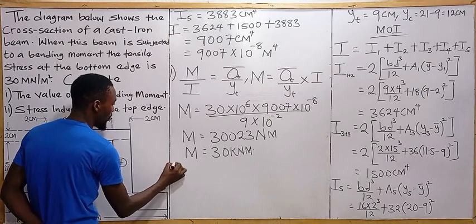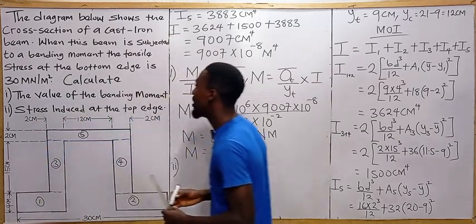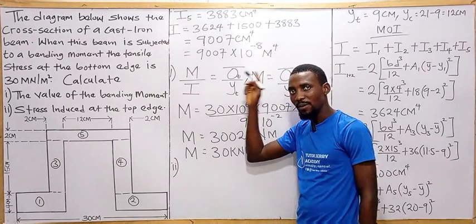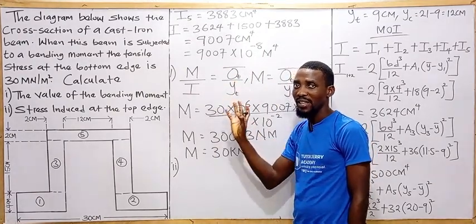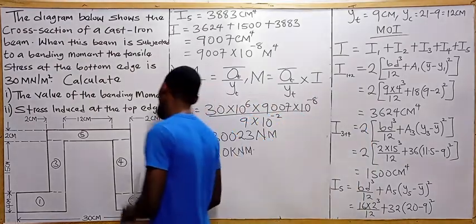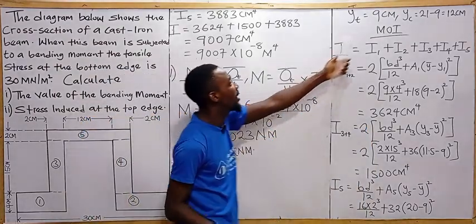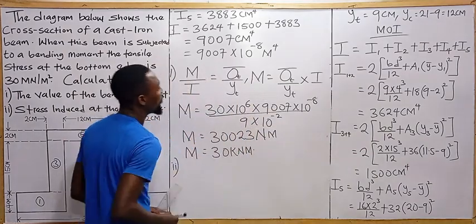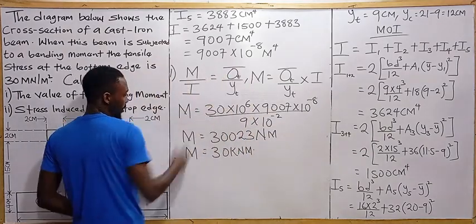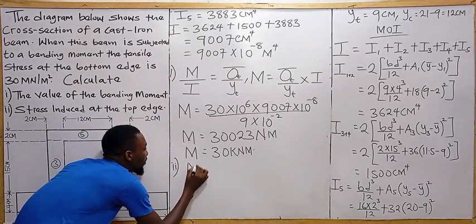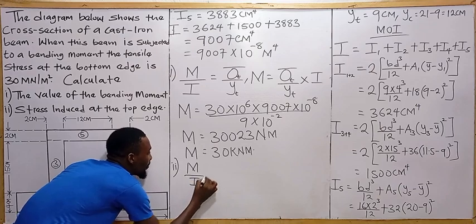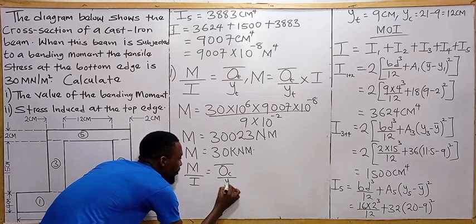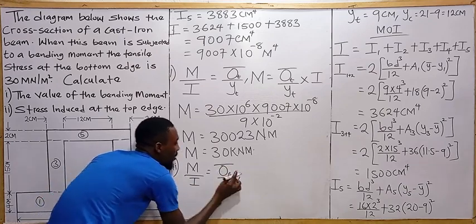So for question number 2, we are asked to find the stress induced at the top edge. So the stress induced at the top edge is our compressive stress. All right. So if it is compressive, it shows that we can no longer use y tensile. We are going to be using y compressive. So we'll still be using this same formula, but let me just rewrite it again. M over I will be equal to this compressive stress over y compressive. So this is what we want to look for.